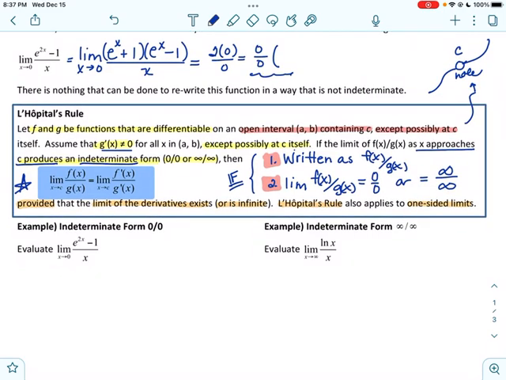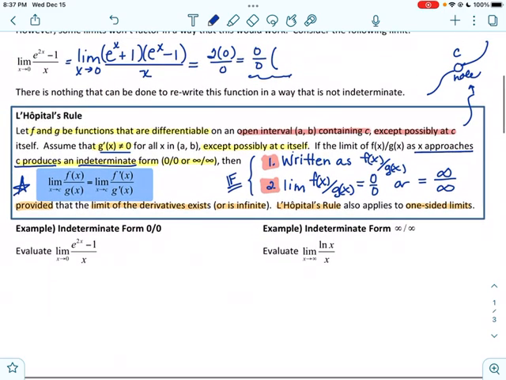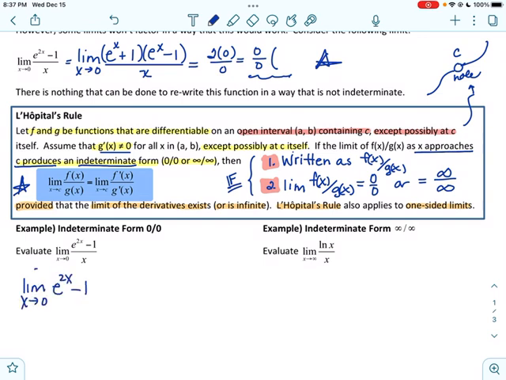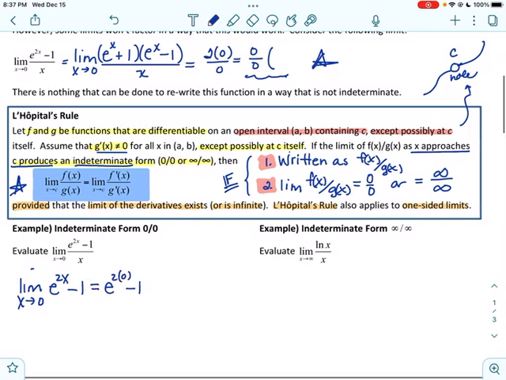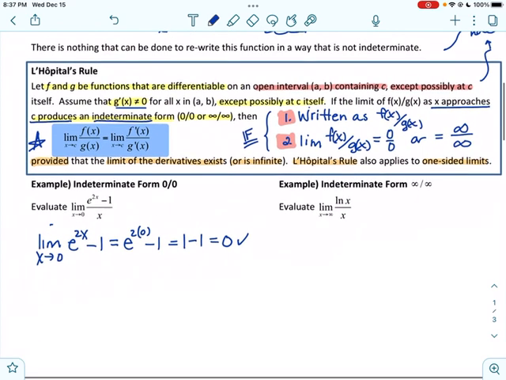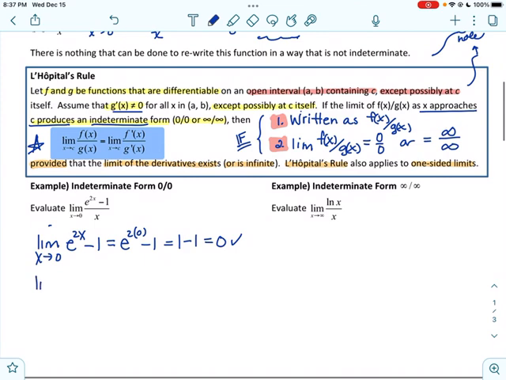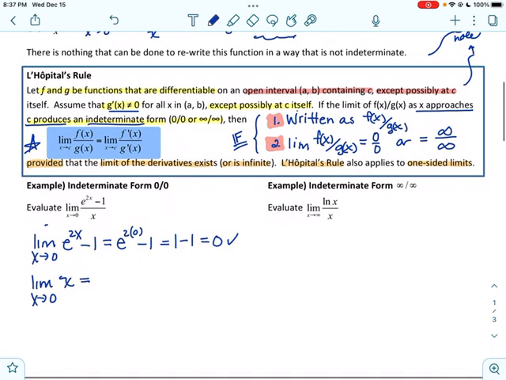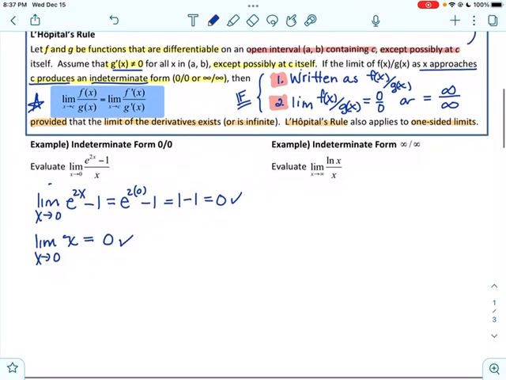So let's take a look at the first one. So we have our first situation that is mirrored up above here. If we take the limit of the numerator, the limit as x approaches 0 of e to the 2x minus 1 is going to produce e to the 2 times 0 minus 1, which is just 1 minus 1, which is 0. Okay, there's that check. And then we have the limit as x approaches 0 of just x, which is, of course, 0. There's a check.